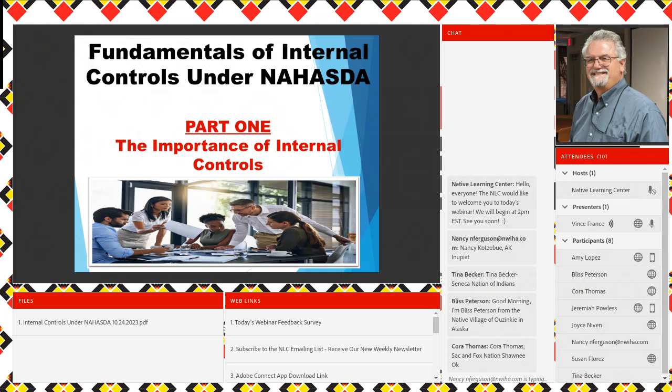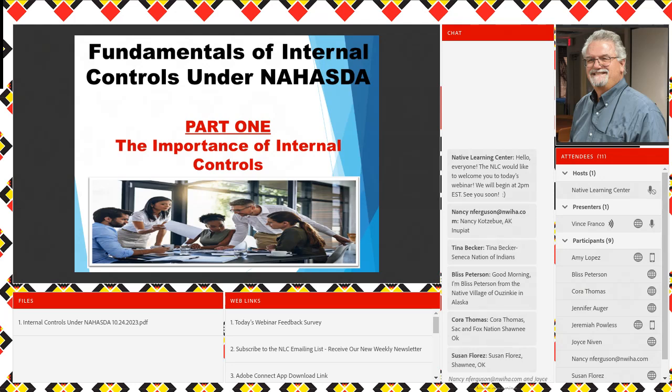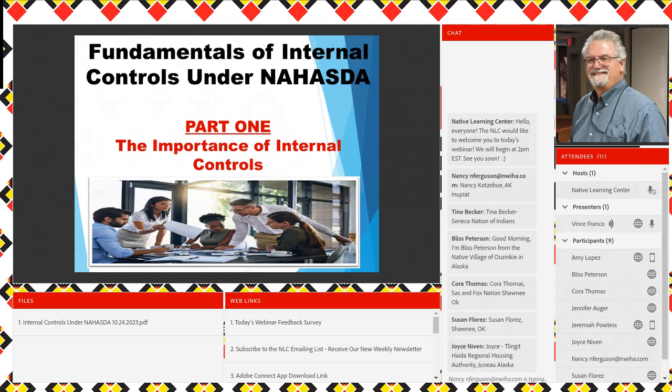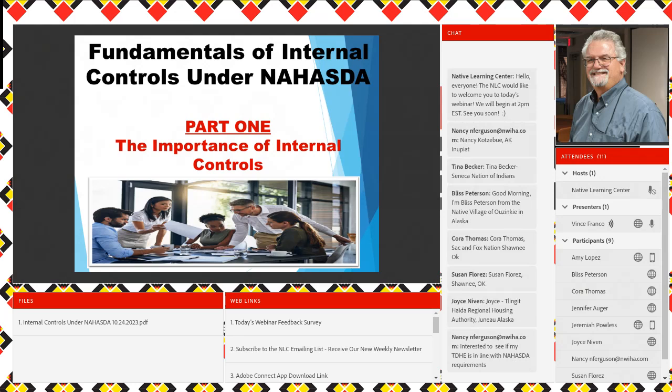So please, if you have any particular area, keep in mind that the name of it is Fundamentals of Internal Controls under NAHASDA, the NAHASDA legislation, which includes, of course, the approval of the Indian Housing Block Grant. I know a lot of the organizations, tribal entities, and tribal nonprofits in attendance today, tribally determined housing entities, TDHEs, are under the umbrella of NAHASDA in the Indian Housing Block Grant. But really, internal controls are part of the regulations.